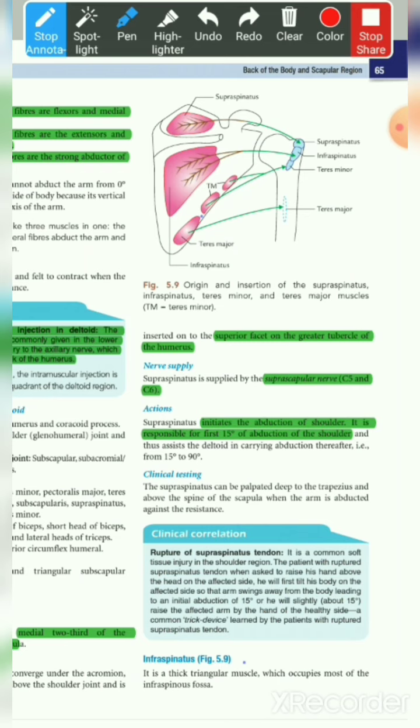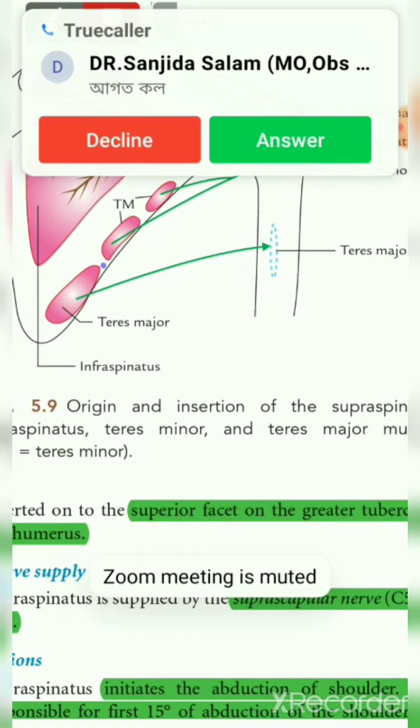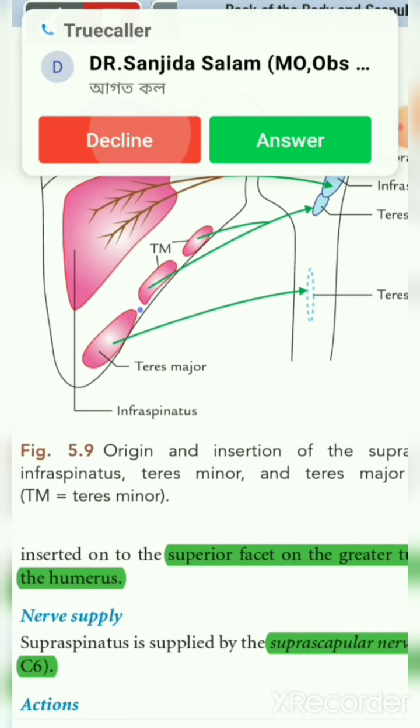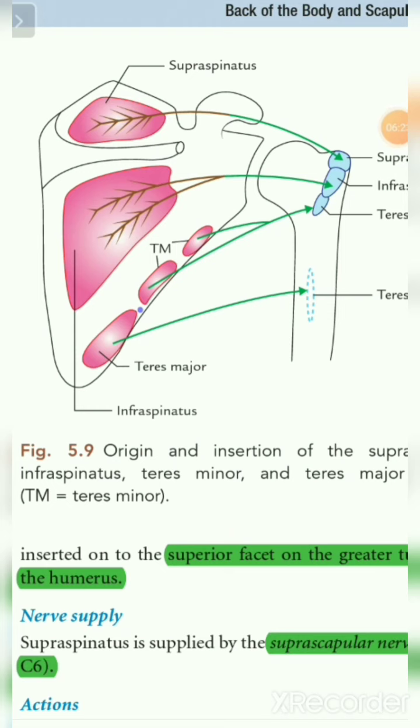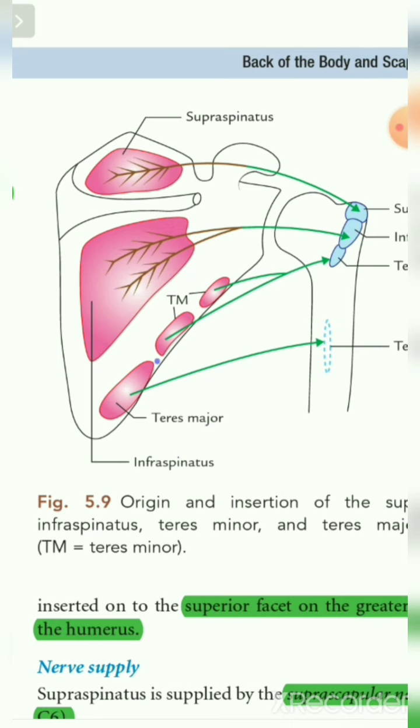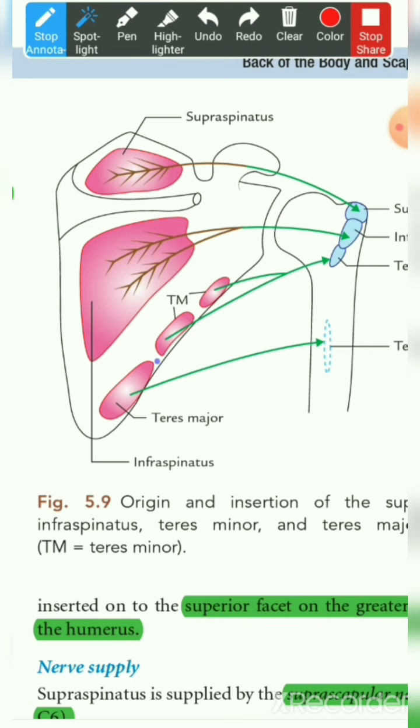Okay, so let's see how the supraspinatus looks. This is the supraspinous fossa. This is the scapula, the posterior surface. From this supraspinous fossa the supraspinatus muscle arises, and it is inserted on the superior facet of the greater tubercle of the humerus.